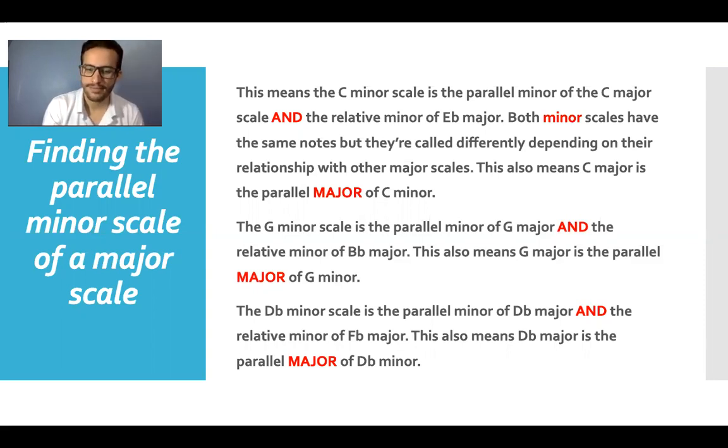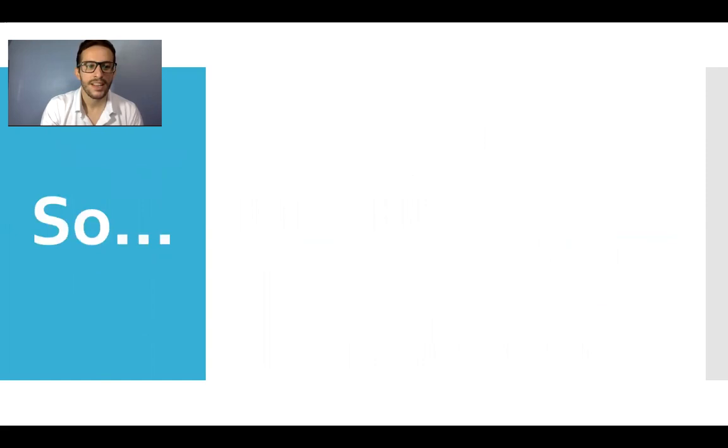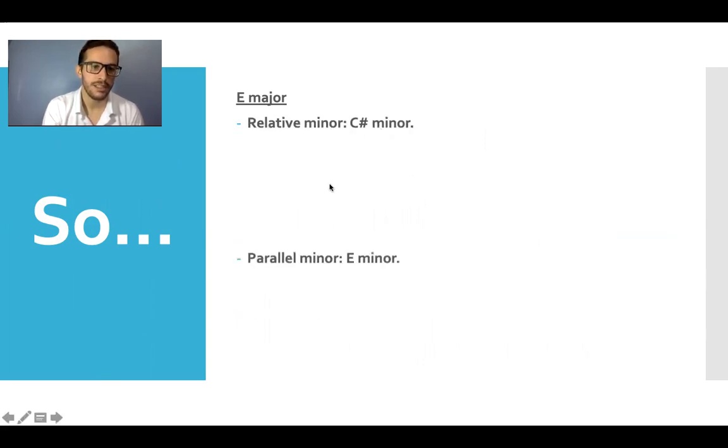Okay, moving on. So let me just show you some examples. E major scale has a relative minor, which is C sharp minor, but it also has a parallel minor, which is going to be E minor. The easiest one to recognize is going to be the parallel minor, because you simply turn this into minor, and that's it. They both begin on the same note.